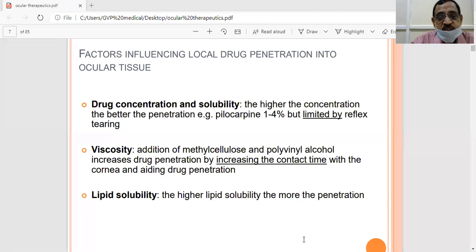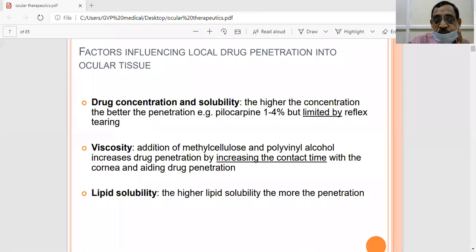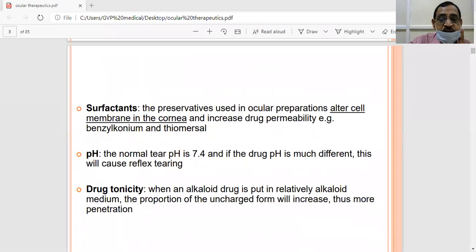Viscosity: the more the viscosity of the drug, the better is the penetration, and it increases the contact time with the ocular tissues, and aids in drug penetration also. So to increase the viscosity of the drug, we add methylcellulose or polyvinyl alcohol. Lipid solubility: the higher the lipid solubility, the more the penetration of the drug. Surfactants such as benzalkonium and thiomersal, these are the preservatives used in ocular preparations, affect the cell membrane in the cornea and increase the drug permeability.